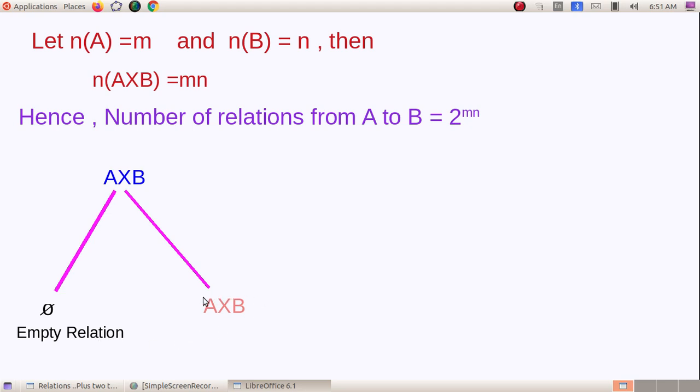Now, A cross B is also a subset of A cross B. Every subset of A cross B is a relation from A to B. Therefore, A cross B is a relation from A to B, and A cross B is the largest relation from A to B. It means that A cross B contains the maximum number of elements in the relation. Therefore A cross B is called the biggest relation. What is the term we use for biggest in the sense of set? That is universal. A cross B is called the universal relation. Phi is called the empty relation and A cross B is called the universal relation.